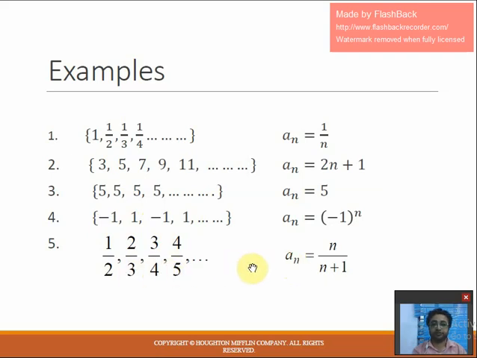sequence. What you do for this is, first write down its nth term, a_n = n by n plus 1, and the a_(n+1) term, that will be what? n plus 1 by n plus 2. Subtract the two, a_n minus a_(n+1), and check whether it is coming greater than 0 or less than 0. I am giving this as a home task to you.